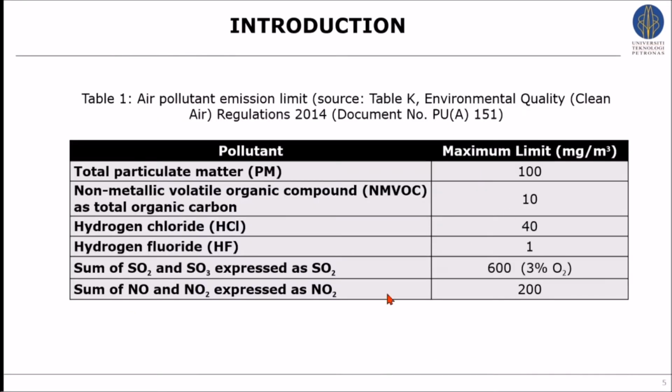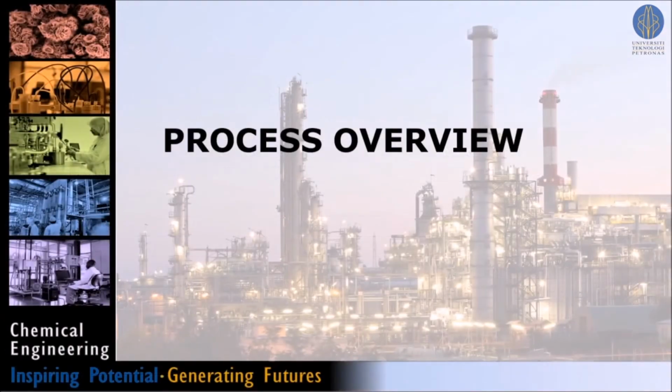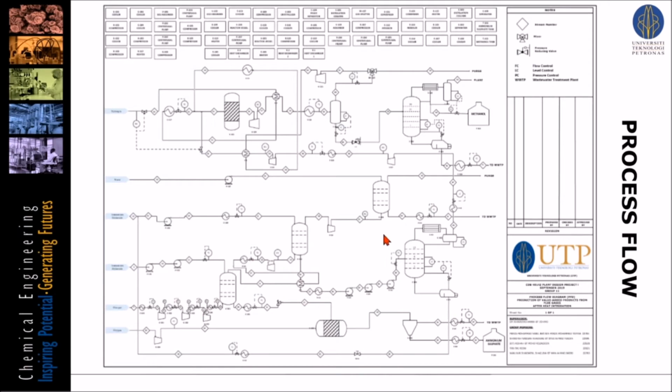This table shows the air pollutant emission limit that we retrieved from the Environmental Quality Regulations 2014. We will now proceed with the process overview of our plant. I will explain the process by displaying the process flow diagram of our plant here. Firstly, we will have our ammonium hydroxide solvent that we will be using for both the sulfur dioxide and carbon dioxide absorption process. This will first enter the SO2 absorber, where the flue gas comes in from the thermal oxidizer.